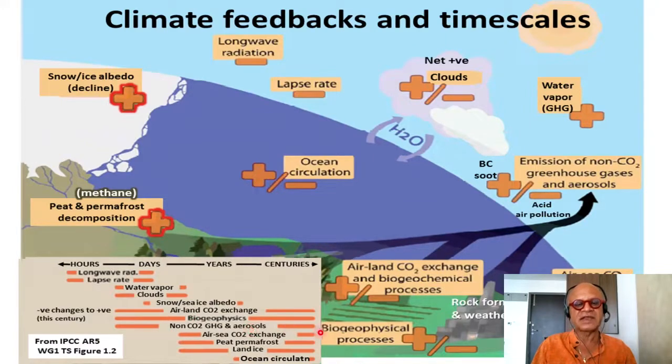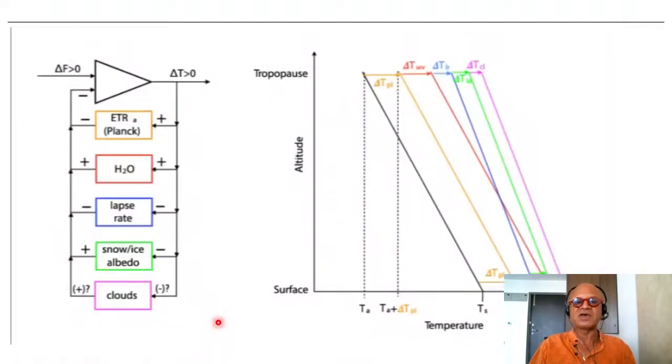Non-CO2 greenhouse gases and aerosols, air-sea CO2 exchanges, peat and permafrost, land ice, ocean circulation, all these are slow timescale feedbacks. So how fast the system is warming in the atmosphere is going to be determined by how glaciers are behaving, how the ocean is taking up carbon dioxide and heat, how other changes in permafrost, land ice, and air-sea CO2 exchange are happening, and ocean circulation itself is changing over this time as well.